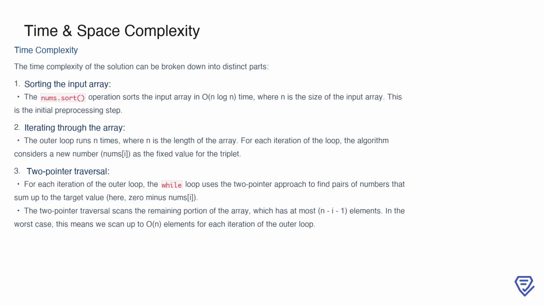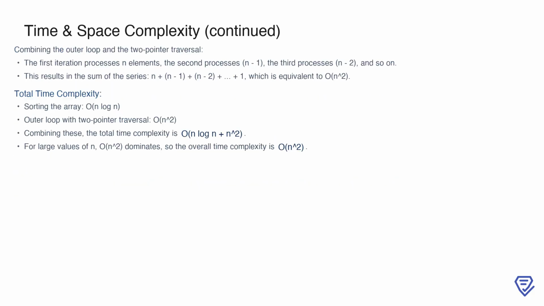These three components, sorting, iterating, and the two-pointer traversal, form the foundation of the time complexity analysis. Now, when we combine the outer loop and the two-pointer traversal, the time complexity can be derived by summing up the number of elements processed in each iteration. During the first iteration, the two-pointer traversal processes n elements.